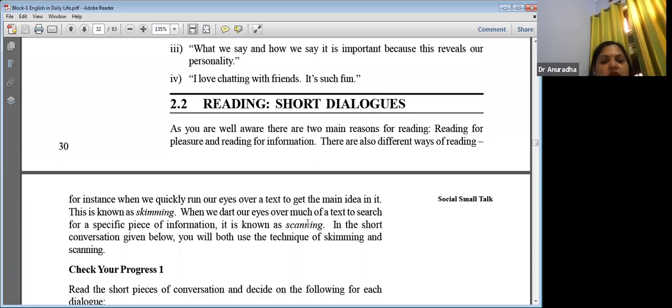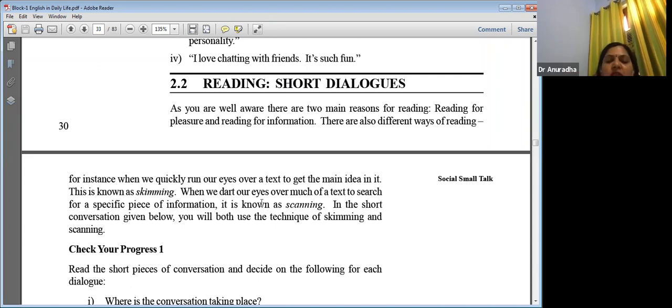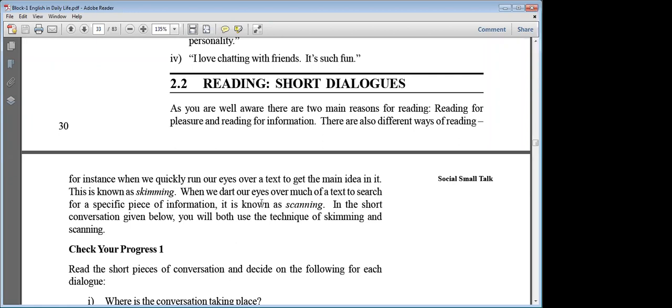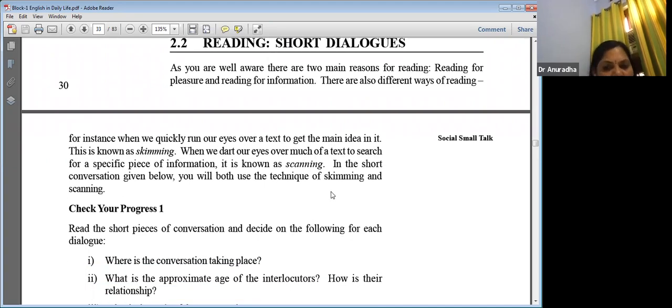For instance, when we quickly run our eyes over a text to get the main idea in it, this is known as skimming. ठीक है, जब skimming मतलब हम just ऊपर ऊपर से उसको देख लेते हैं, ज्यादा उसमें deep में नहीं जाते हैं. Meaning अगर समझ आ गया तो ठीक है, नहीं तो हम line का ही meaning समझ के हम उसको understand कर लेते हैं. When we dart our eyes over much of a text to search for a specific piece of information, dart our eyes मतलब continuously हम बड़े बढ़िया तरीके से उसको पढ़ रहे हैं, it is known as scanning. In the short conversation given below, you will use both the technique of skimming and scanning. So दो reading के techniques हैं यहाँ पे. Skimming means ऊपर ऊपर से पढ़ना just. Or scanning means very deeply when you are interested.